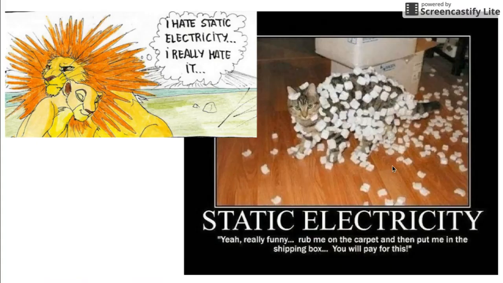You probably all know by now I love The Lion King, so of course I had to put this little comic in there. In the true fashion of cats, both big and small, here we have another cute kitty that has been tortured. We've got some static electricity going on. It says, "Yeah, real funny, rub me on the carpet and then put me in the shipping box. You will pay for this." Rubbing the cat on the carpet has created a negatively charged cat, and you put him in with the packing peanuts, which are going to be sticking to him because there will be some positive charges on the part of those packing peanuts that are attracted to the cat.